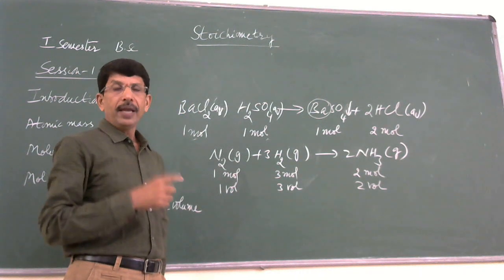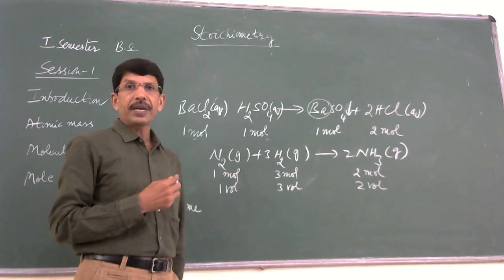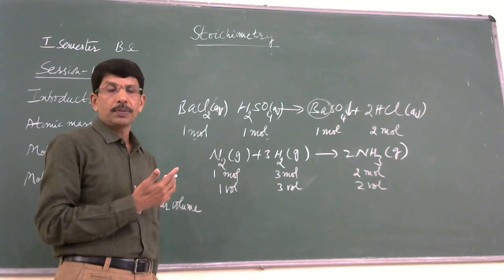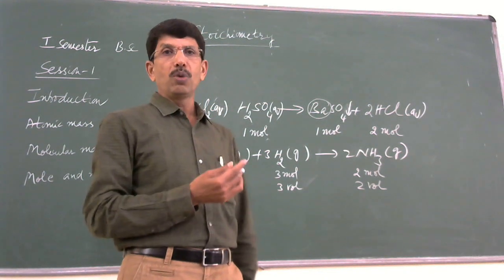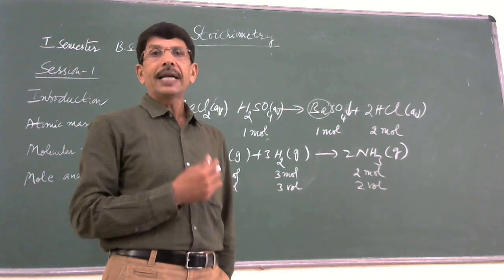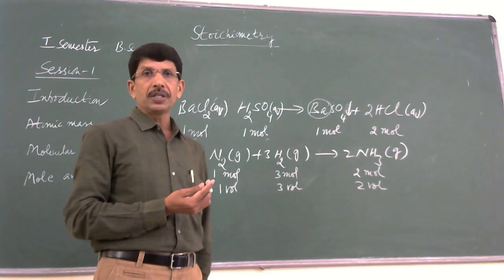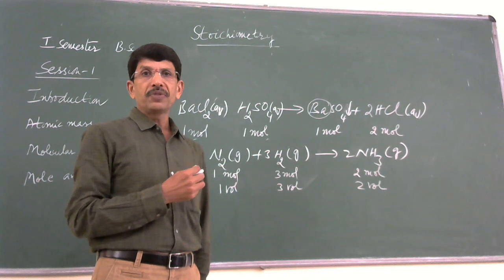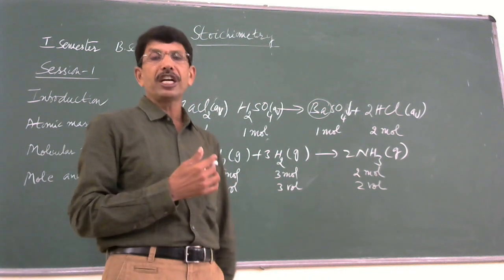Volume occupied by 1 mole of a gas or a vapor at a given temperature and pressure. That's molar volume. I repeat, what's molar volume? It is the volume occupied by 1 mole of a gas or a vapor at a given temperature and pressure. Why do we say at a given temperature and pressure? Because volume of the gas is not fixed. It varies with the temperature and pressure.